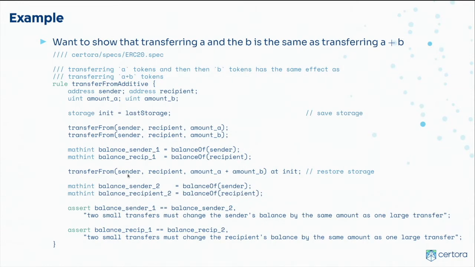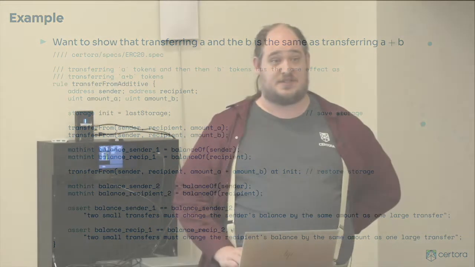So then we call transfer from again, same sender, same recipient, but now we're transferring the sum. Okay? And once again, we're recording the balance of the sender and the balance of the recipient into these variables. Right? So now we've recorded the effects of these two hypothetical executions, and so we can compare them. Right? So finally, we have here our assertion. We can assert that the balance of the sender in the first execution is the same as the balance of the sender in the second execution.